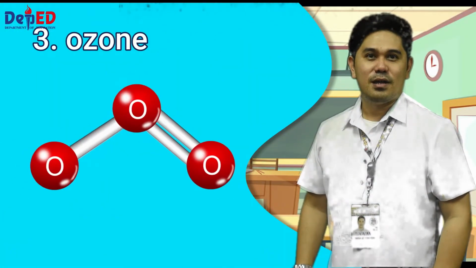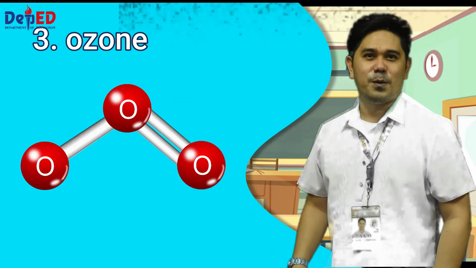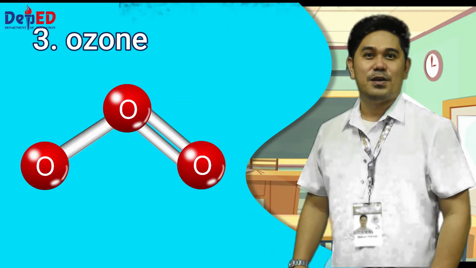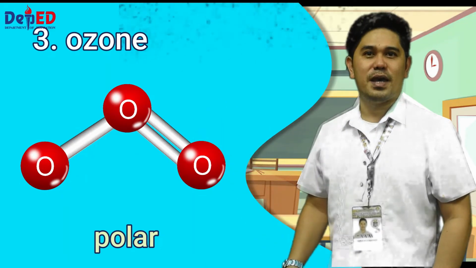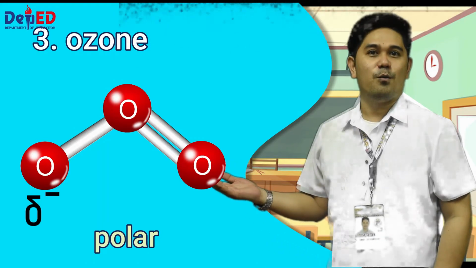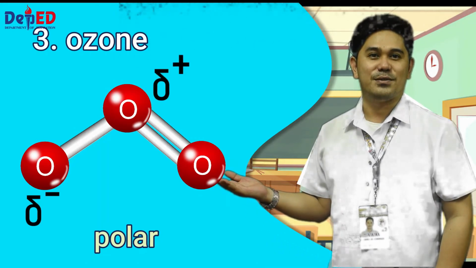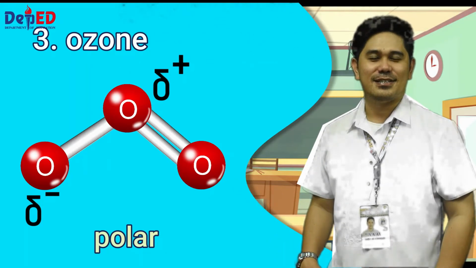Number 3. Ozone or O3. Is it polar or nonpolar? You're correct. Looking at its structure, ozone has a dipole moment. This side is partially negative, while this side is partially positive. Therefore, ozone is a polar molecule.